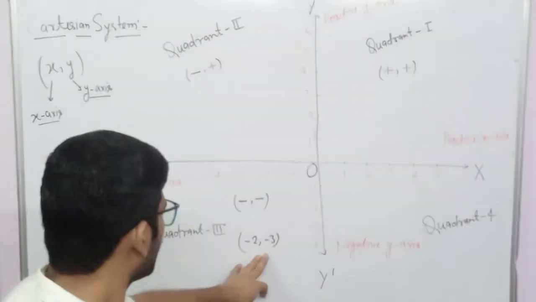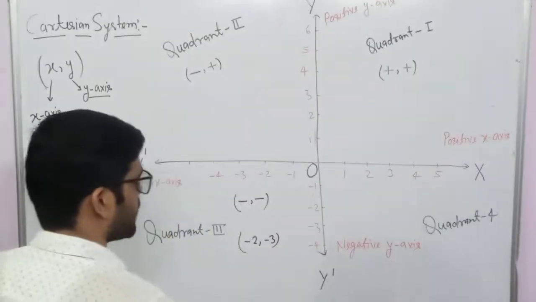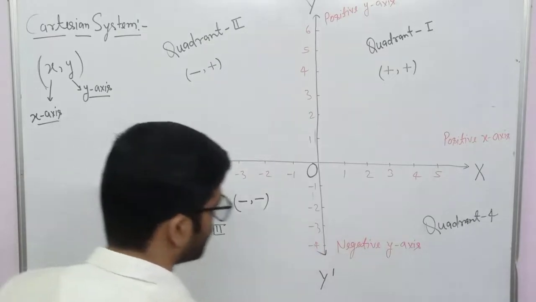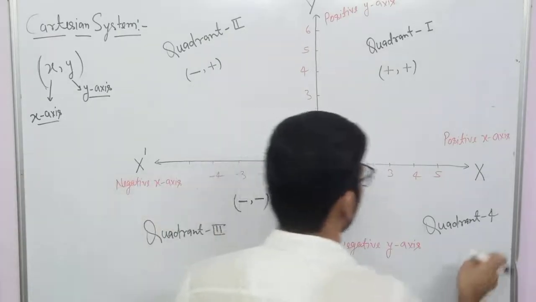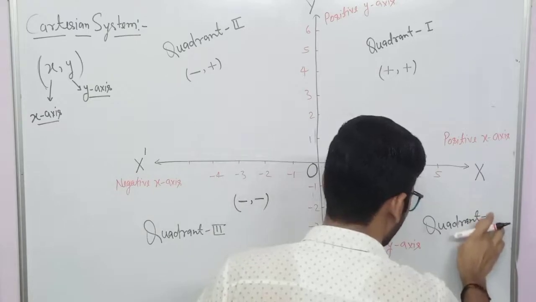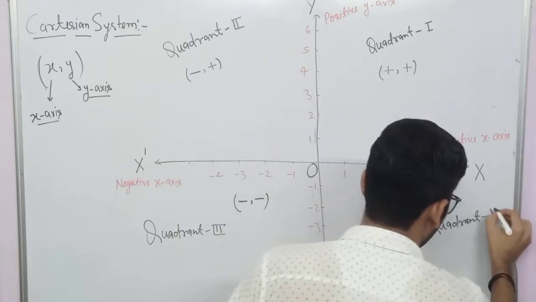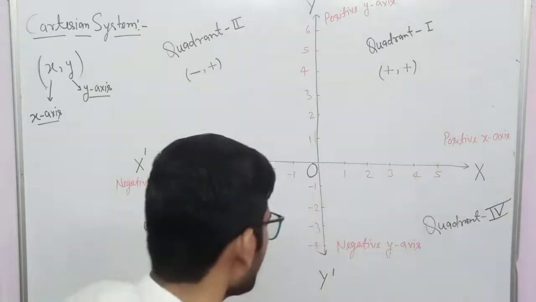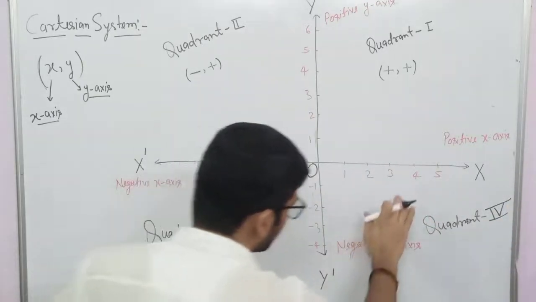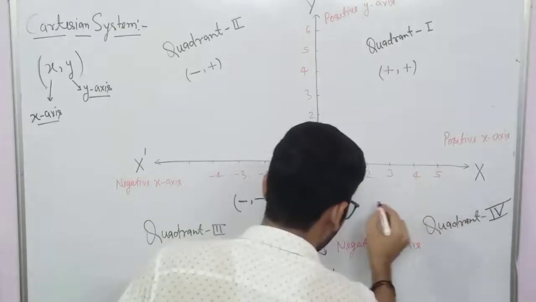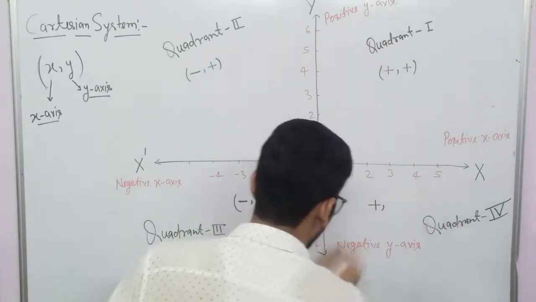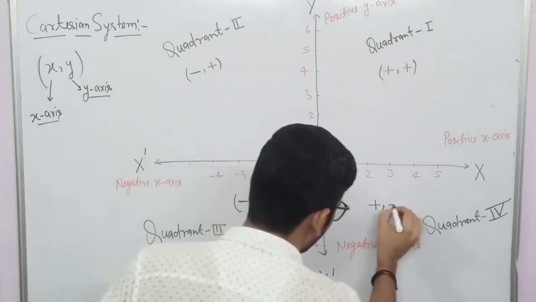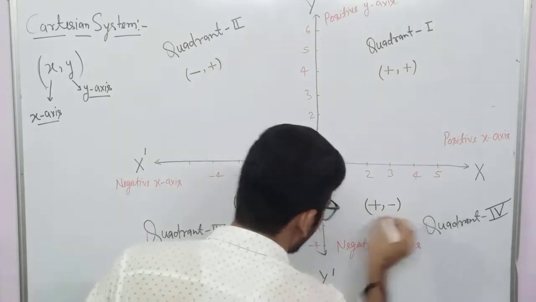Okay, and last, what is the sign of the fourth quadrant? Here you can write it in Roman numerals, not in numbers. Yes, IV. First you go to the x-axis, positive, and y is negative, so the sign of the fourth quadrant is plus minus.